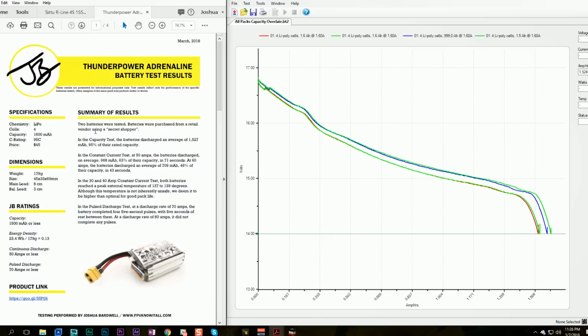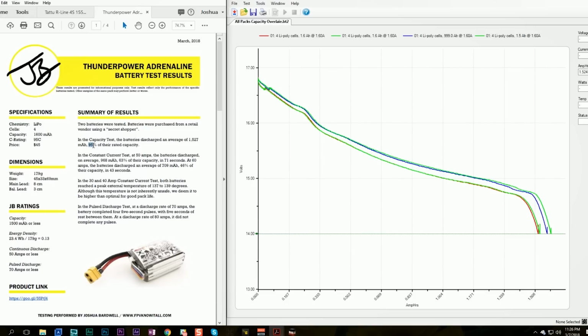And numerically, we can see over here in the report, the adrenalines discharge an average of 1,527 milliamp hours, which is 95% of the capacity on the label. Now, don't let the fact that it's only 95% bother you, there's actually nothing unusual about that. In my experience, I think the manufacturers, number one, I discharged only to 3.5 volts per cell or 14 volts. I think that when the manufacturers do capacity tests, they typically discharge lower than that, and they may discharge at a slower rate. So this number is not in any way unusual in my experience.